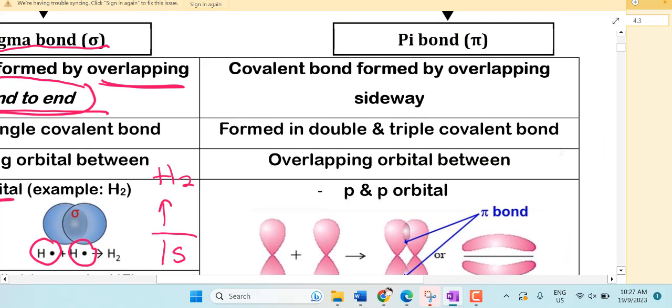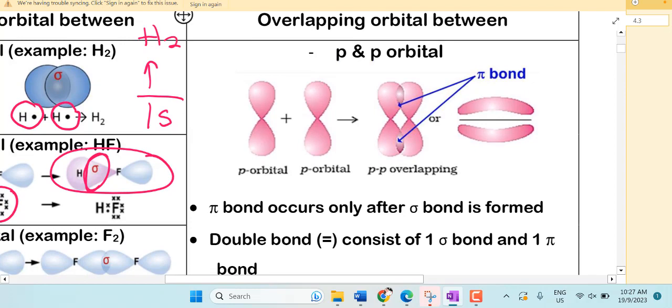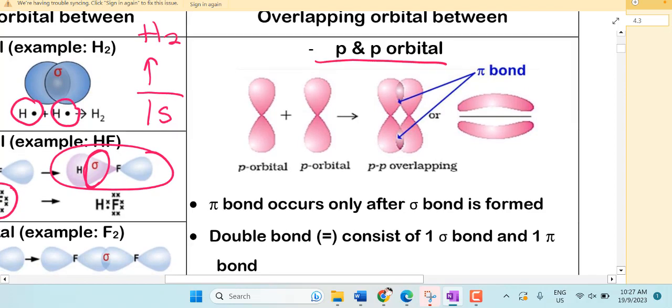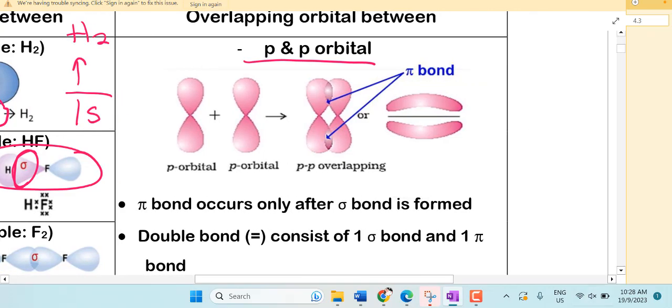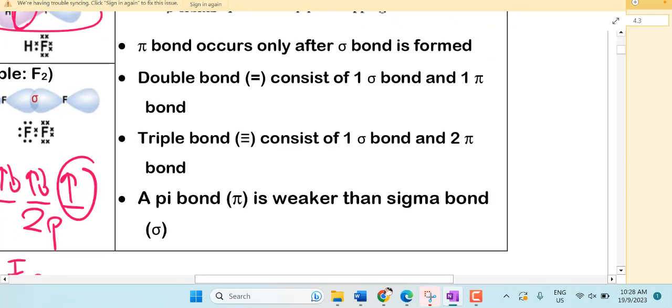Another overlapping is known as sideways. For sideways, we only use p orbitals, overlap of p orbitals, that's it. This overlapping is next to each other. End to end, hujung ke hujung. Sideways maksudnya bersebelahan. A p orbital overlaps with another p orbital like this. So the overlapping area is here. Dia bersebelahan.